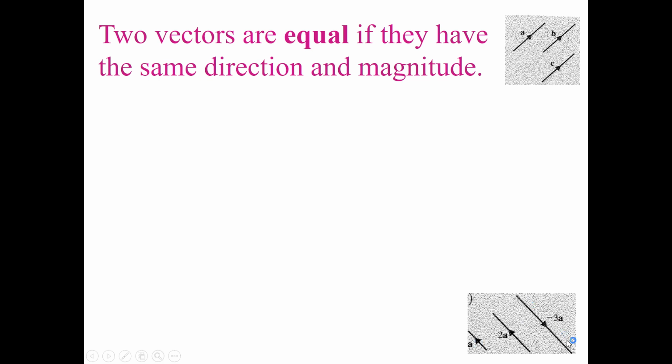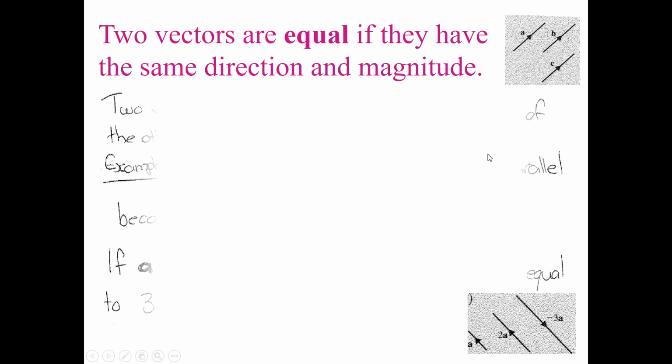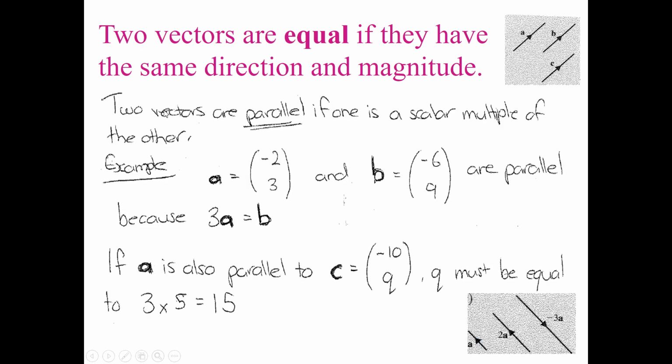And similarly, this one's going in an opposite direction entirely. As I said, two vectors are parallel if one is a scalar multiple of the other. They're equal if they have exactly the same direction and the same magnitude, the same length. But two vectors could be parallel, like these ones, so long as they've got the same direction. It doesn't matter if they've got different lengths. To be parallel, they need the same direction, but they could have different magnitudes. To be parallel, one must be a scalar multiple of the other.